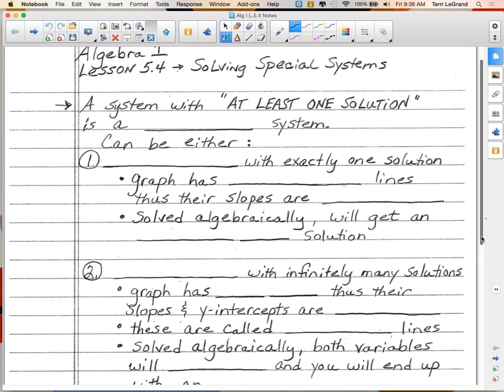And there are 3 different types of solutions we can get. As I said, so far mostly every time we've solved a system of equations, we've gotten one solution. We've got an ordered pair solution.